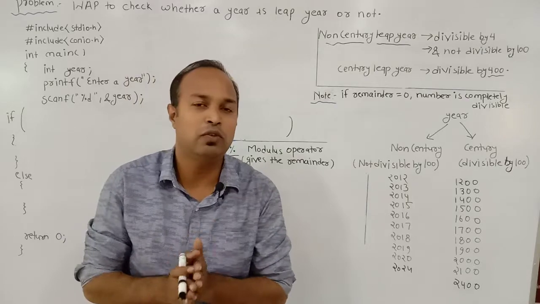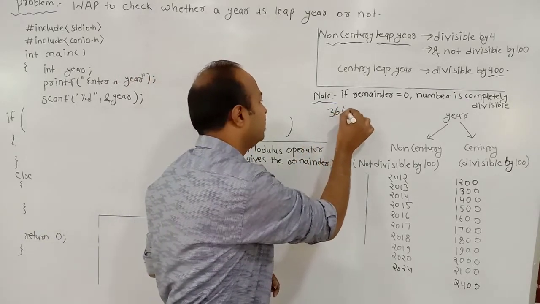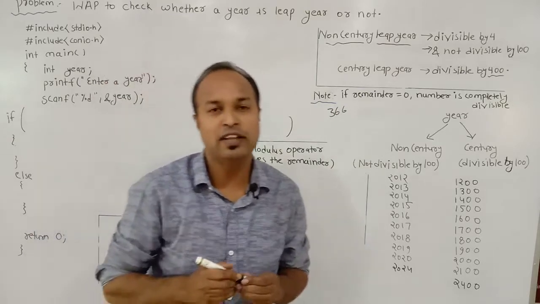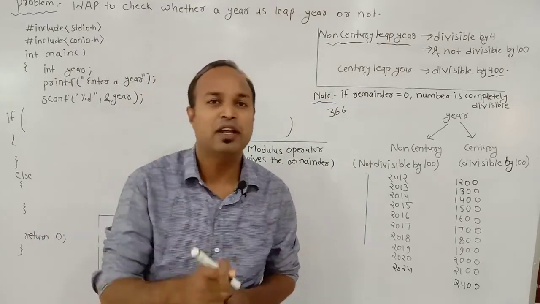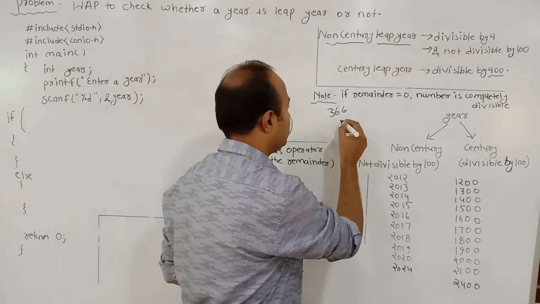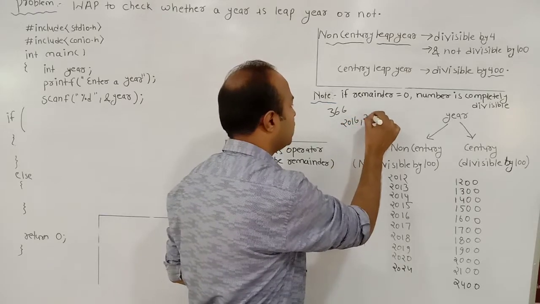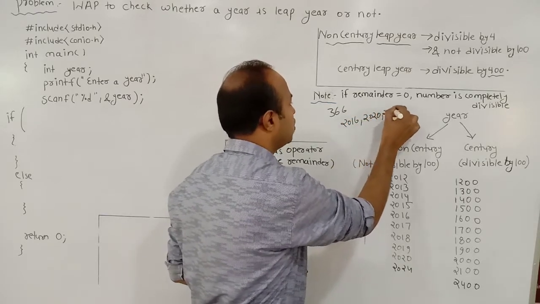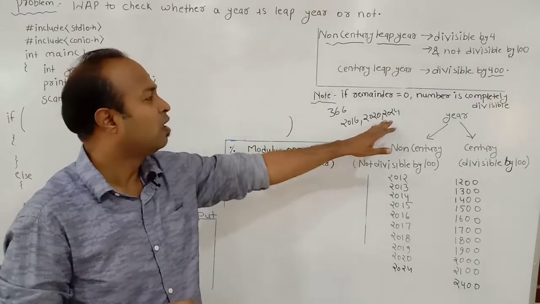So our first question is, what do you mean by leap year? A leap year contains 366 days in a year, or we can also say it contains one more extra day. A leap year comes after every 4 years. For example, 2016 was a leap year, 2020 is a leap year, 2024 will be a leap year. So these are the examples of leap year.